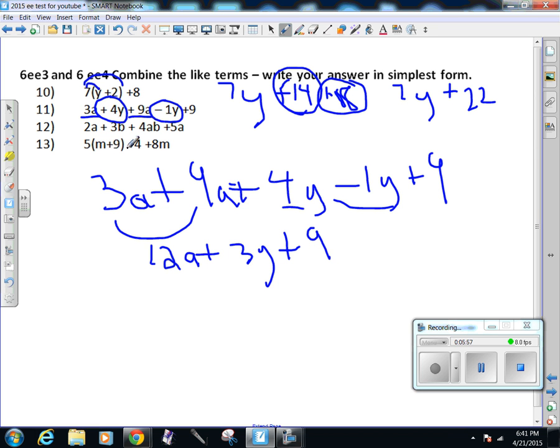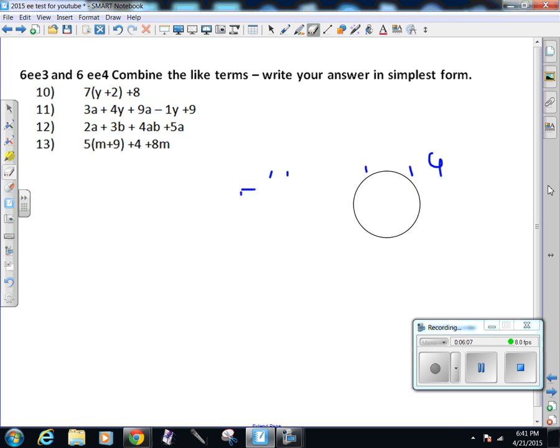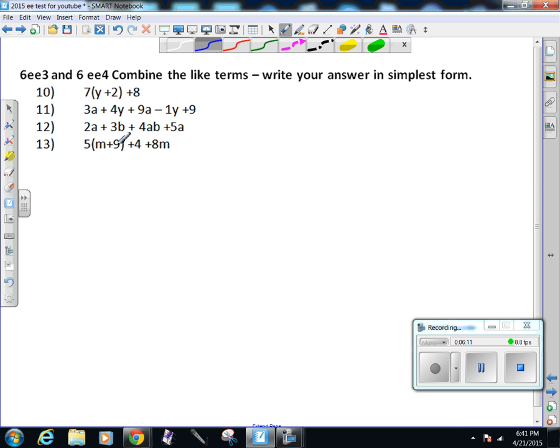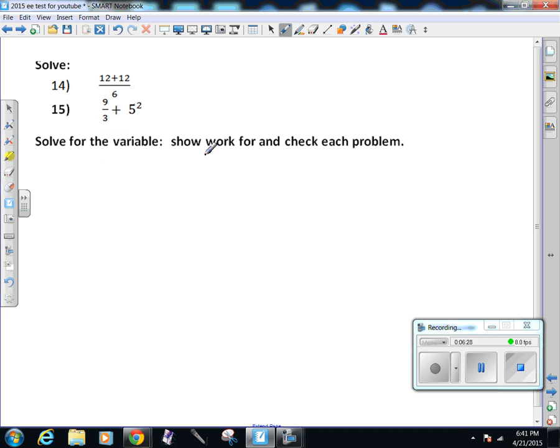Okay. All right. Next one. I'm going to erase a little bit. It's getting crowded. Okay. Next one. Remember, you're looking for like terms. So I've got 2a and 5a. But here I have 3b and 4ab. So the only things that are like each other are these guys. Okay, this one, draw a rainbow to each term, simplify it, and then look for stuff that's like each other.